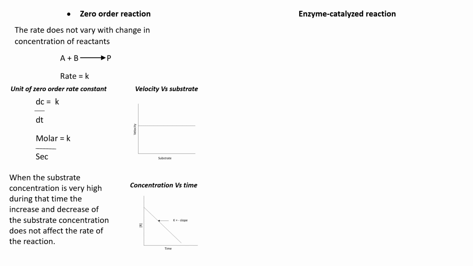In which situation can we get a zero order reaction? When the concentration of substrate is very high. If the concentration of substrate is very high, in that situation, if we increase or decrease the concentration, it won't affect the rate of a reaction because it is already too high.